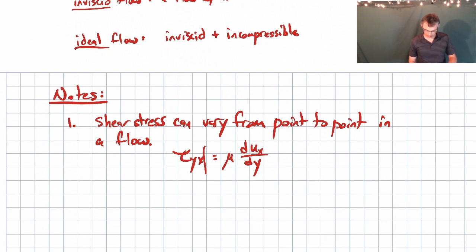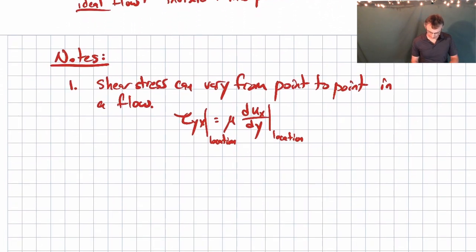So let me just say tau yx at some location is equal to mu times du x dy at the same location. It all depends on what the velocity gradient is there. So let me give you an example. Let's say we had a flow between two fixed flat plates. So this is fixed, and this one is fixed. And I have some fluid in between.